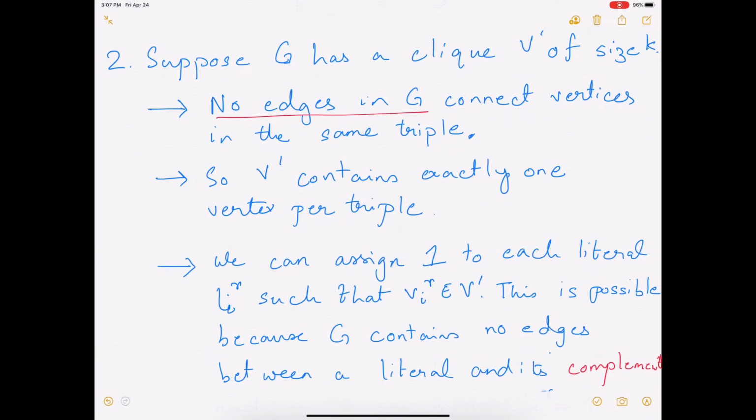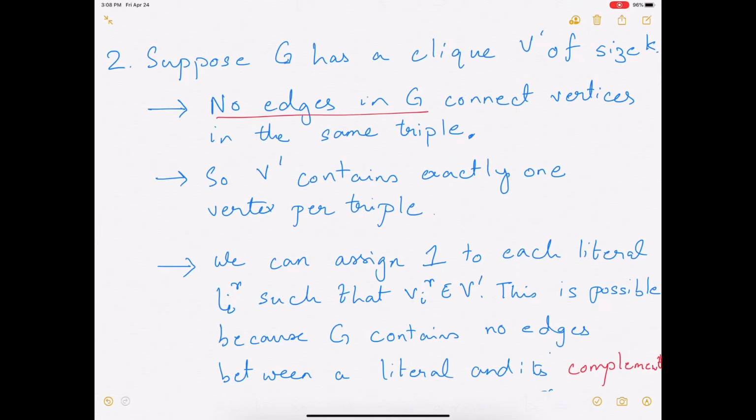satisfiable. Now, what we can do is we can assign 1 to each literal l_i^r, okay, such that v_i^r is an element of V prime. And why could we do this? This is possible because G contains no edges between a literal and its complement. So we know that V prime is a clique of size k. So all these vertices are connected to each other, and we could safely assign 1 to each of these vertices and say that that's the corresponding literals, because no edge, just by the construction of this graph, will exist between a literal and its complement. That link or that edge does not exist, so you could safely assign 1.